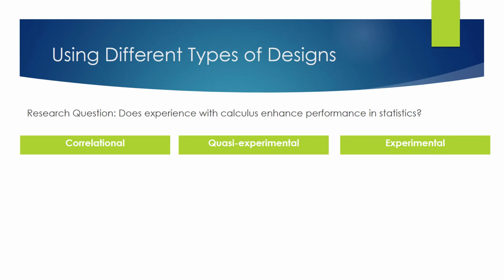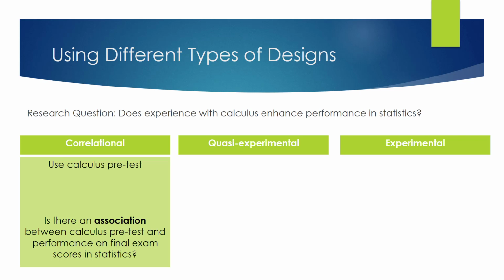With a correlational design, we might simply ask, what is their knowledge of calculus coming into statistics? So we do a pretest. First day of the semester, just 20-30 minutes of the class is, please take this 20-item test on calculus to see how well you perform. Then at the end of the semester, we look to see, is there an association between the calculus pretest and the student's performance on the final exam?